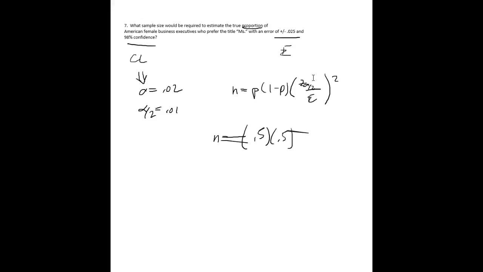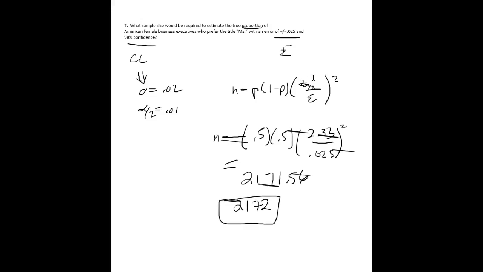0.5 times 0.5 times the Z alpha half. Our Z alpha half of 0.01 is going to be 2.33, divided by 0.025, squared. I'm going to get through this problem and then fix the pen. But ultimately we're going to get 2171.56, or 2172.